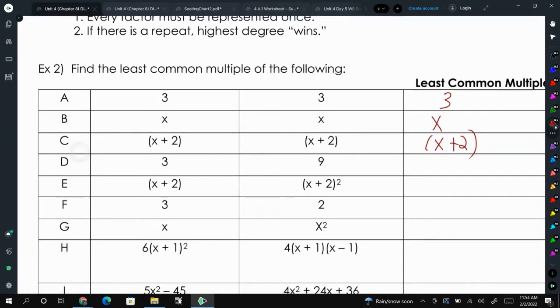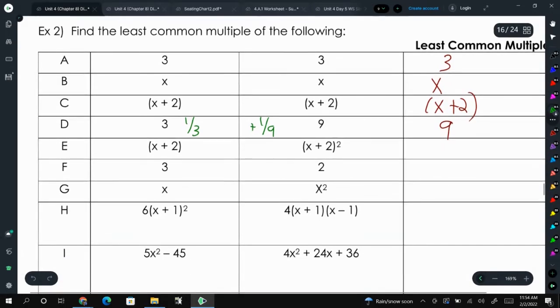Now we have 3 and 9. These are clearly different. So the least common multiple between 3 and 9 is going to be 9. If you want to think about it as, all right, if I had 1 over 3 plus 1 over 9, what would my least common denominator be? Well, that would be 9.